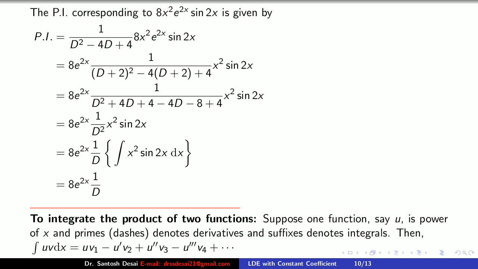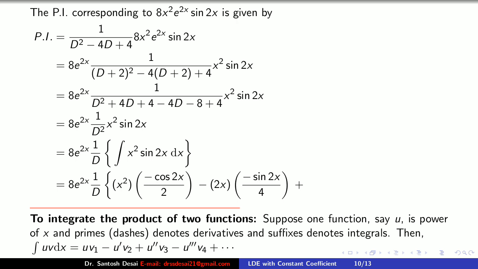So let us apply the same method to find the integration of x square sin 2x dx. So here in the integrand, let us take u is equal to x square and v is equal to sin 2x and apply this rule. So first I write x square as it is, and the integration of sin 2x, so it is minus cos 2x divided by 2. Now I have the two functions x square and minus cos 2x divided by 2. So next sign is minus. So take the derivative of the first bracket, it is 2x, and the integration of the second bracket, it is minus sin 2x divided by 4.